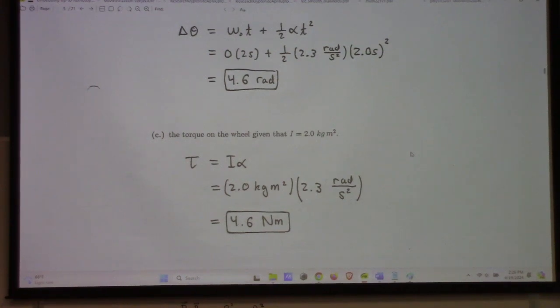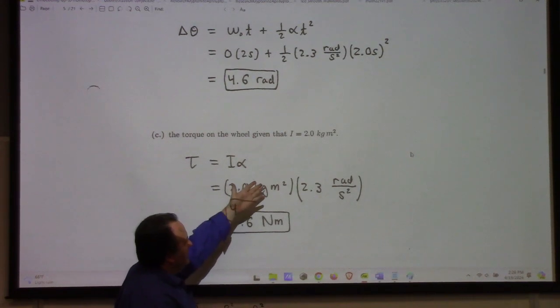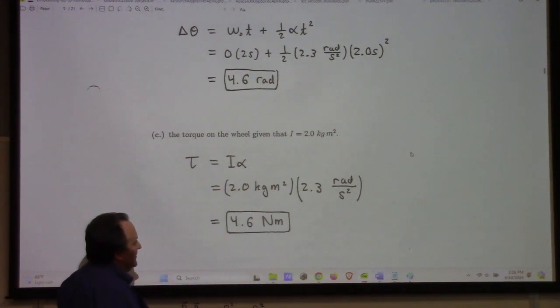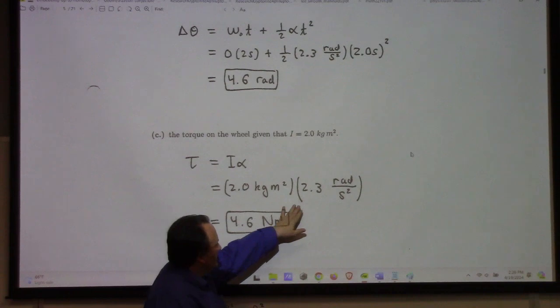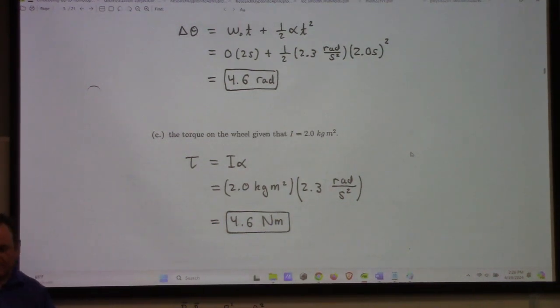The torque is equal to I alpha. So I is given to be 2.0 kilogram meters squared here. And so I multiply by 2.3 radians per second squared, I get 4.6 Newton meters. Remember, the radian doesn't survive. It's a funny thing, right?